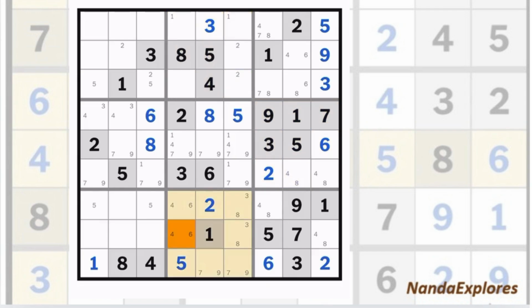Now let us come to this particular block. So we have a 4, 6, 4, 6. That means we need to remove 4 from here. So we don't have a 4 here, we don't have 4 here, we don't have a 4 here. So that means this is a cell where 4 is unique. So we have 1, 7, 9 in these 3 cells. Okay. So we come back to this particular row.